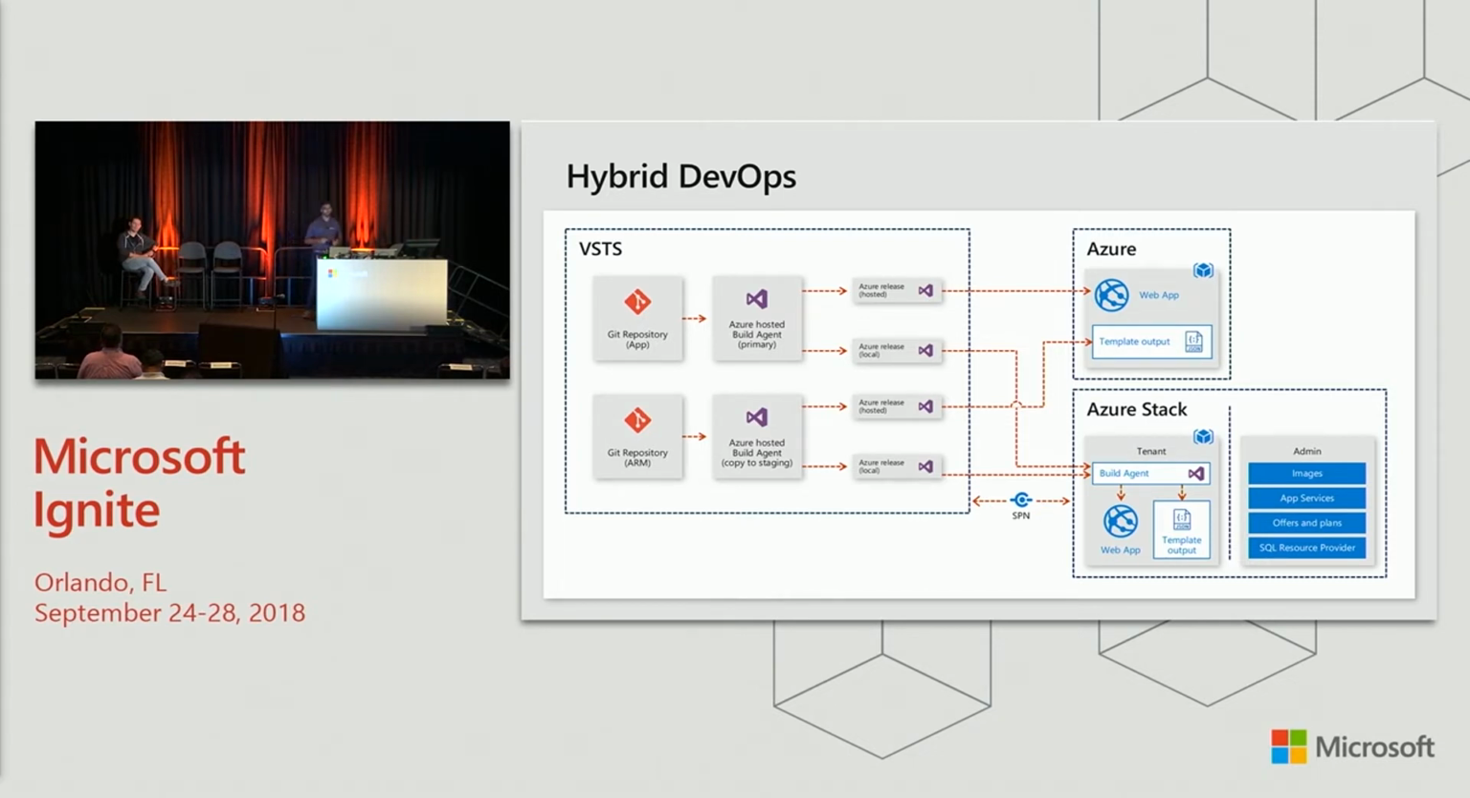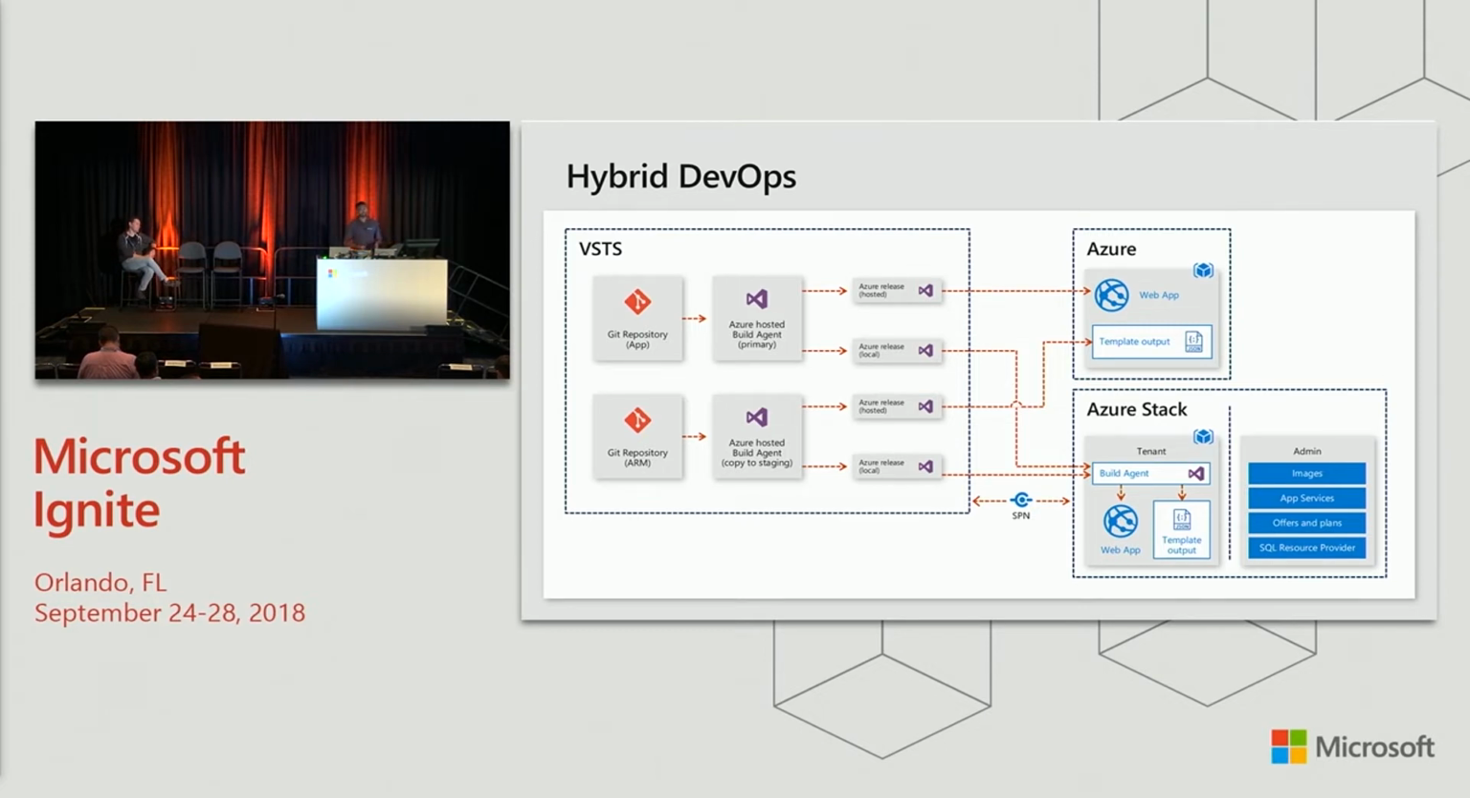So we have a little Trojan horse that goes in the back door, an Azure DevOps build agent. This is an agent that is a VM that sits there and gets instructions from Azure DevOps and runs the same steps it would run on Azure in Azure Stack. And all of this depends on that ARM template and that web app being consistent across clouds. Now, that's the tenant side.